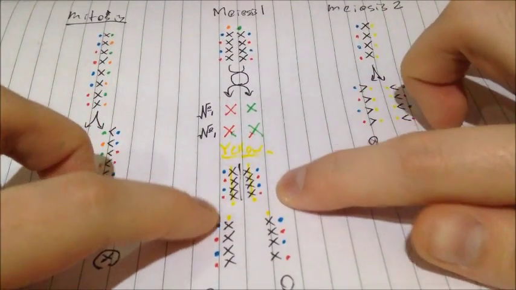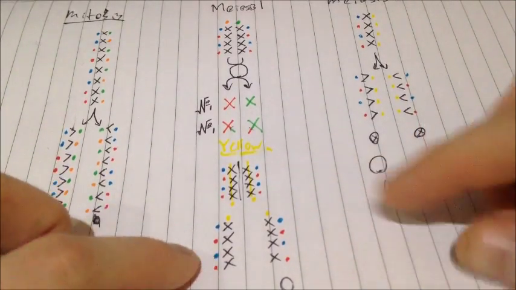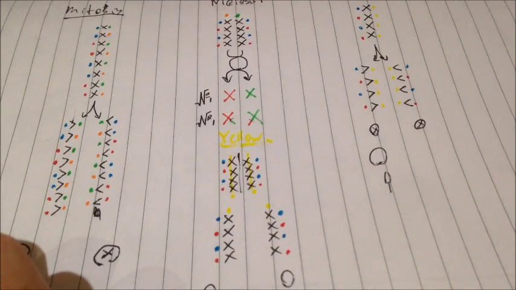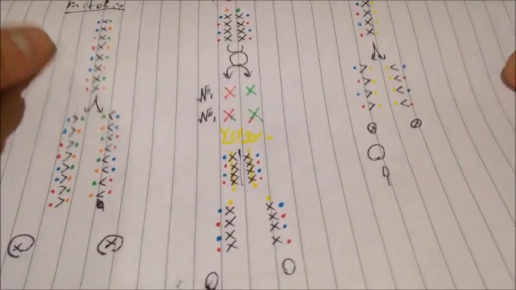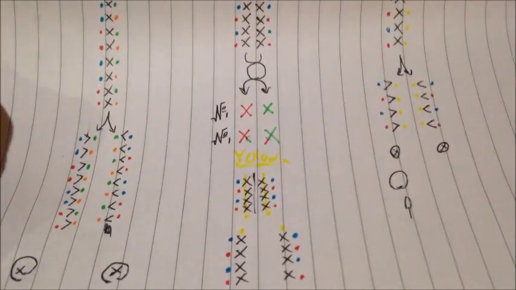And these are completely new combinations of genes, plus or minus all of the different mutations that you got through your lifetime to your original genes. So you can now see the difference between mitosis and meiosis. This part here being the most important one.